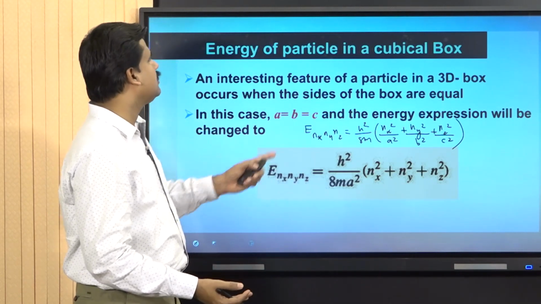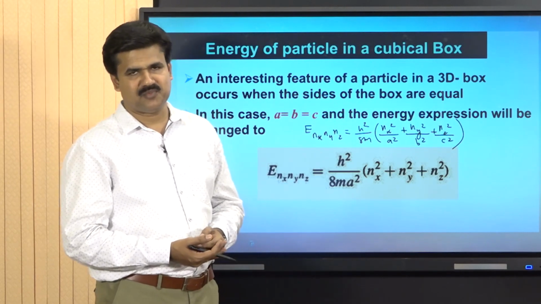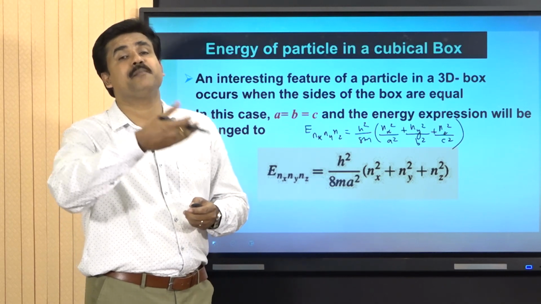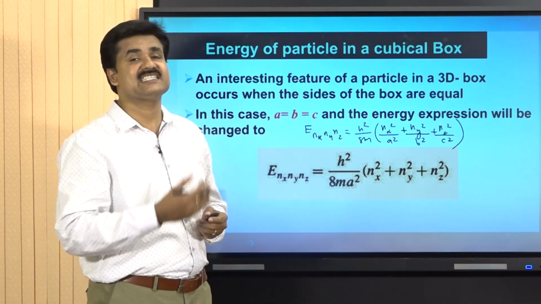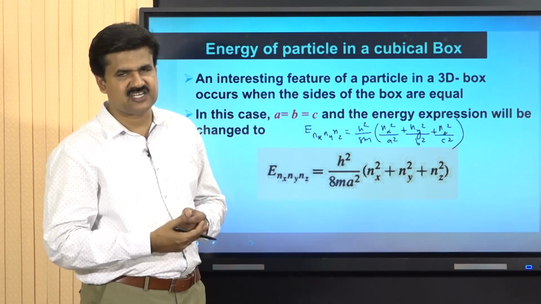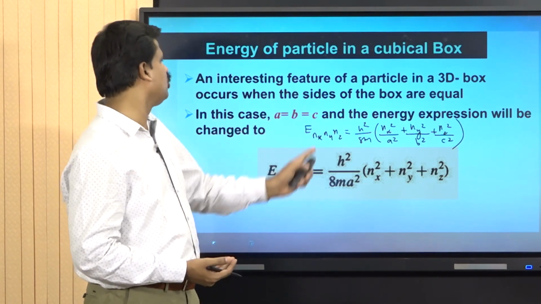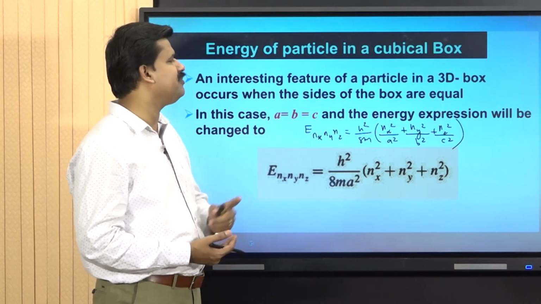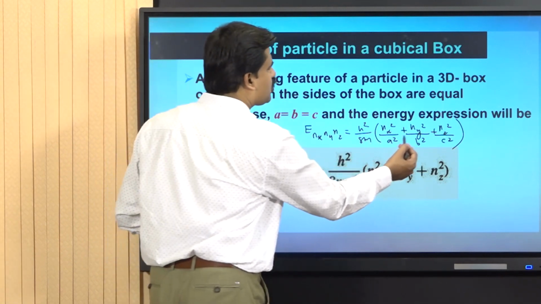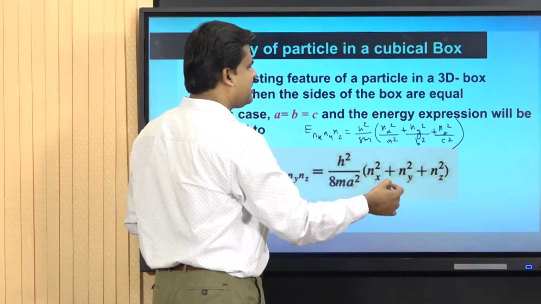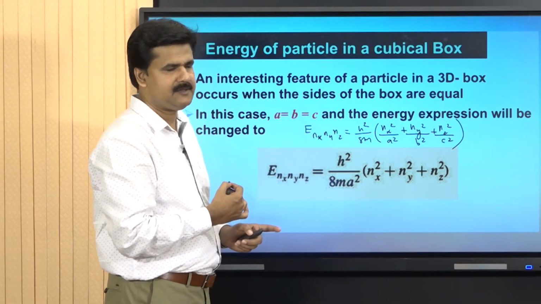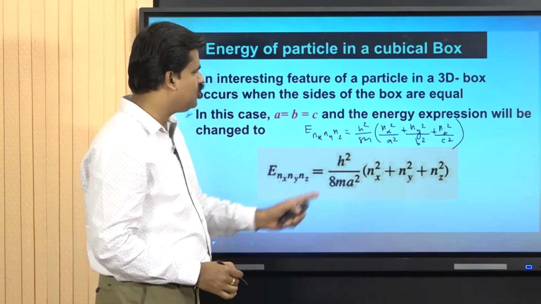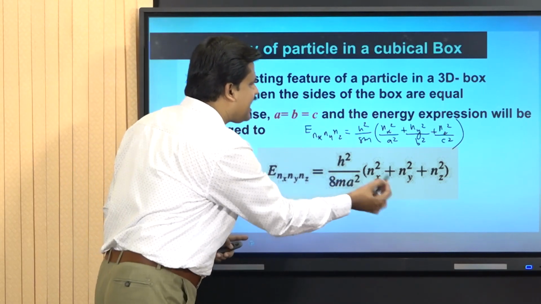Now we are considering the particle in a cubical box problem. How does the change of geometry from parallelepiped to cube affect the energy expression? We are checking that. For a cube, we know all the three edge lengths are the same, that is a equal to b equal to c. Putting a equal to b equal to c, and taking a outside, for a cube, E(nx, ny, nz) equal to h square by 8m a square.